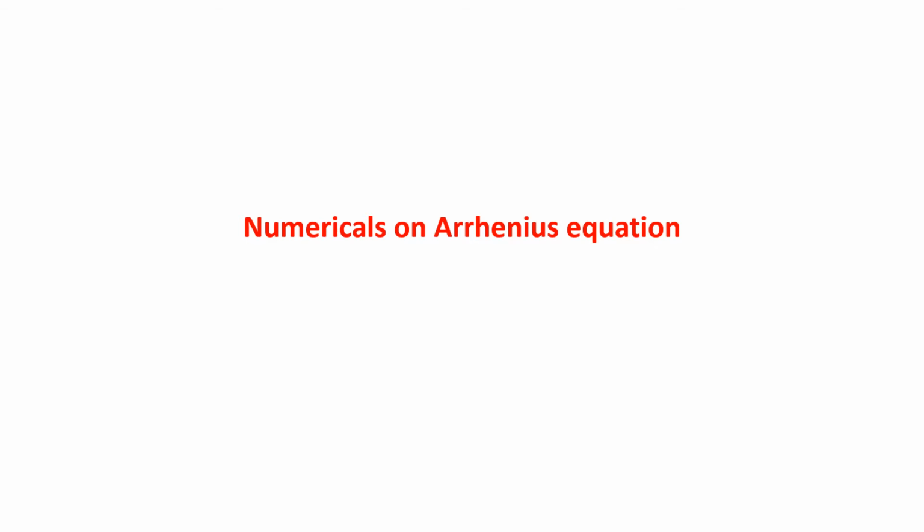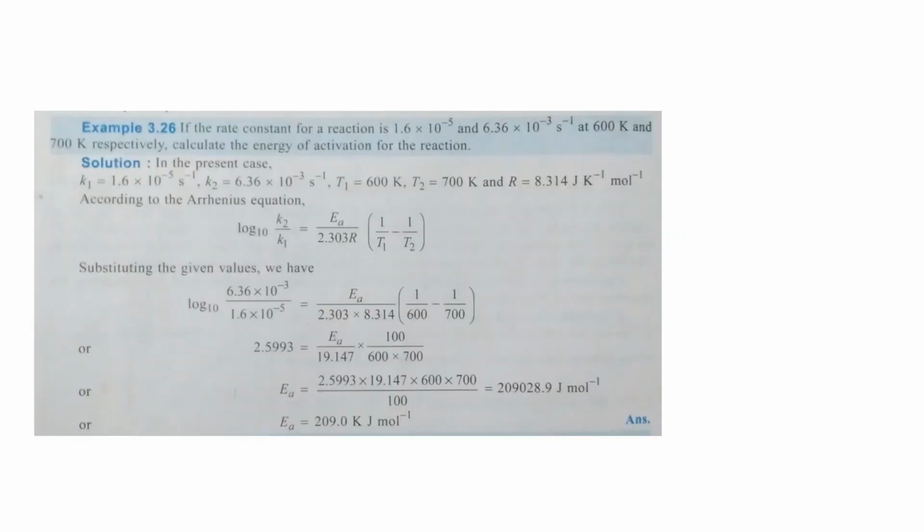Now the molecularity is over. Some numericals based on the Arrhenius equation. Question 1. If the rate constant of a reaction is 1.6 into 10 to the power minus 5 and 6.36 into 10 to the power minus 3 second minus 1 at 600 Kelvin and 700 Kelvin respectively. That means the two temperatures are given, and at these two temperatures the rate constants are also given.